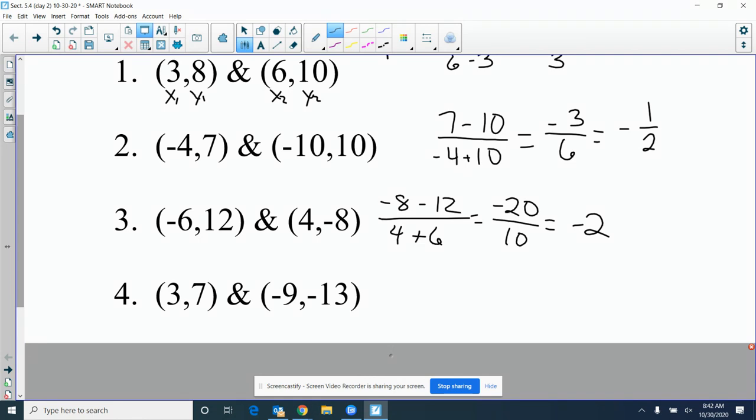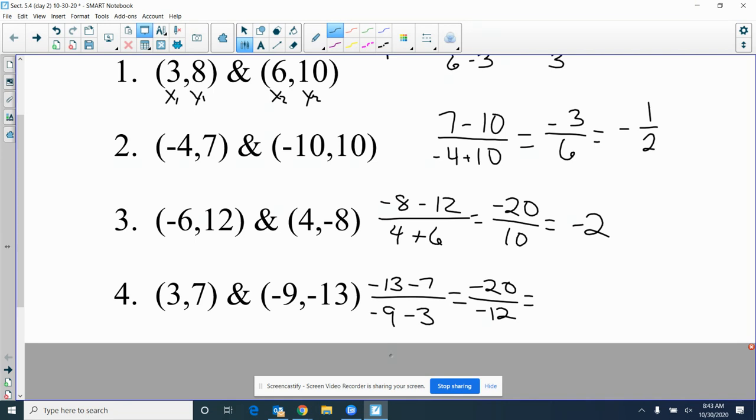Somebody walk me through this one. Connor? So we're gonna go -13 minus 7 over -9 minus 3. And what do I get? -20 over -12. Okay, I can certainly reduce that. Yeah, you can simplify that to 2/5.